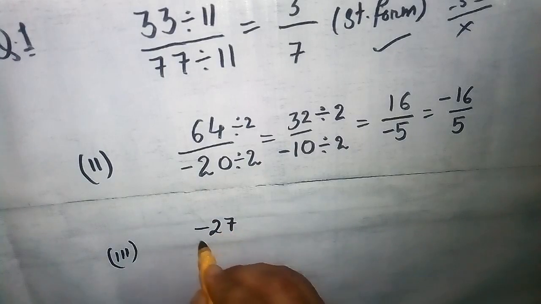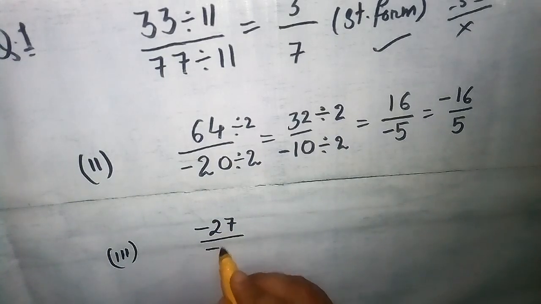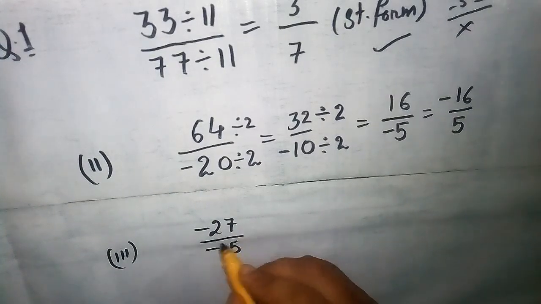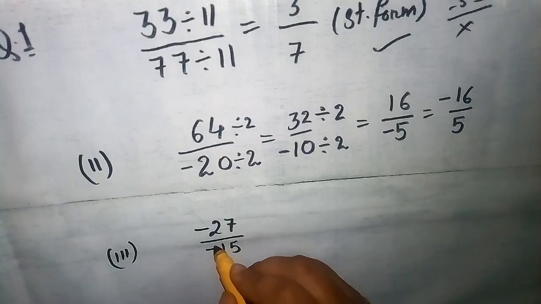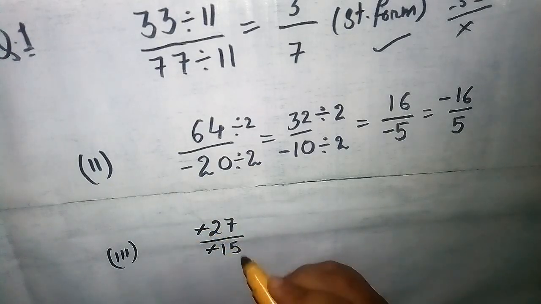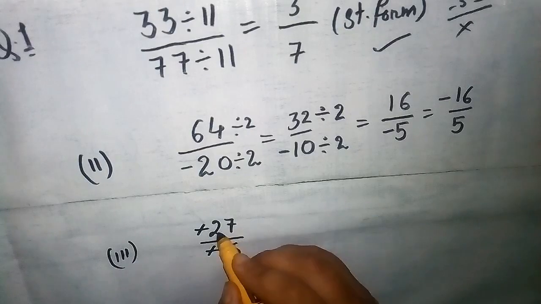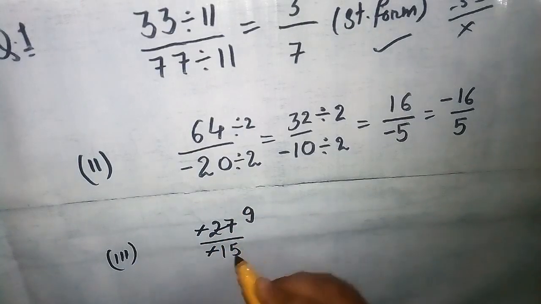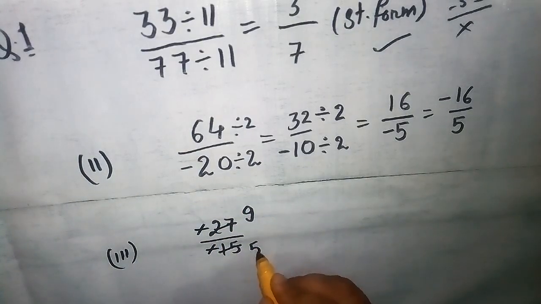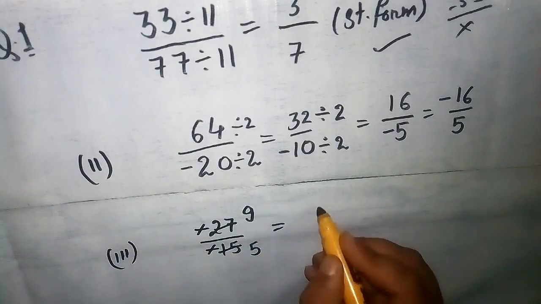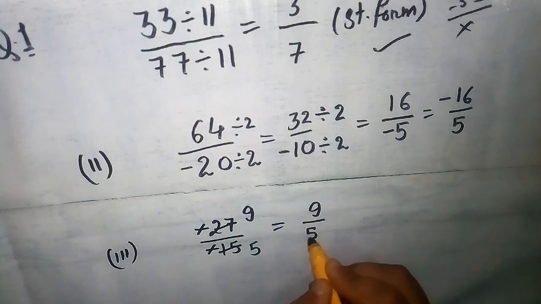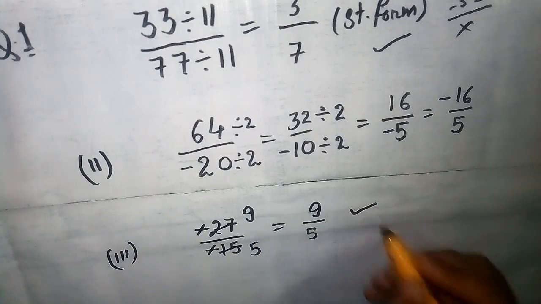Now third part is minus 27 upon minus 15. So both are negative, minus can be cancelled, and both come in the table of 3. So 3 9s are 27, cut 27 and write 9, and 3 5s are 15. So 9 upon 5 is the required standard form.